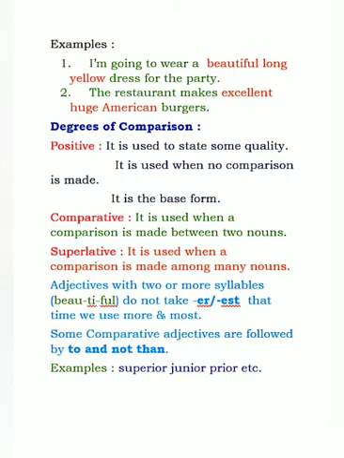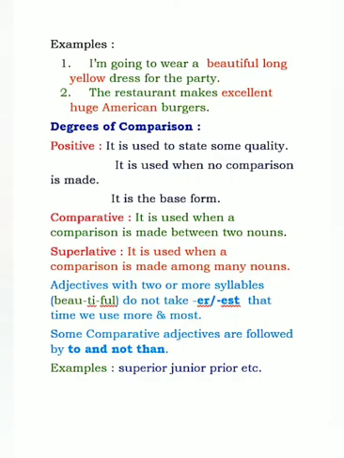Now another thing you must note down, adjectives with 2 or more syllables. Now do you know, children, what are syllables? A syllable is a part of a word that contains a single vowel sound and is pronounced as a unit. Okay. For example, see beautiful. So beau is one syllable, ti is another syllable and ful is another syllable. So the word beautiful consists of 3 syllables.